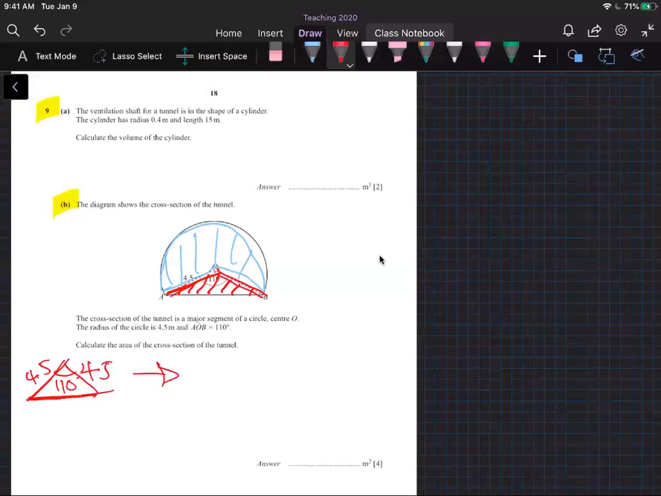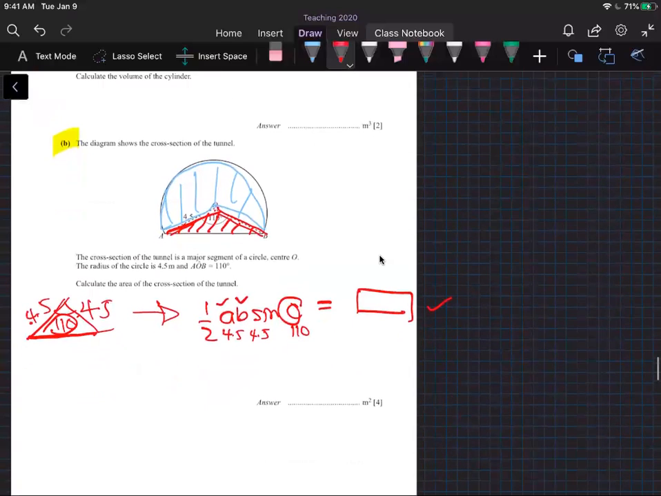Half times AB times sine C. Half AB sine C. Kamu punya A and B is yang in between angle C. Angle C is 110, so 4.5 sini kamu punya B. So 4.5 sine 110. Kira berapa? Jangan 3 significant figures dulu, pasal belum final answer. Okay. Done. Next, kita ni mau cari area of the sector.